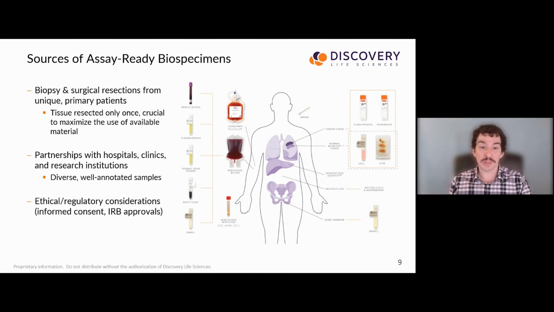So here's how we secure these high-quality, assay-ready biospecimens. This graphic represents the assortment of tissue and biofluid specimens we regularly collect and bank. I'm going to focus on our tumor tissue collections over here on the top. We begin these collections with surgical resections of biopsies from primary patients. And these are often a one-time opportunity to collect these precious, unique tissue samples.